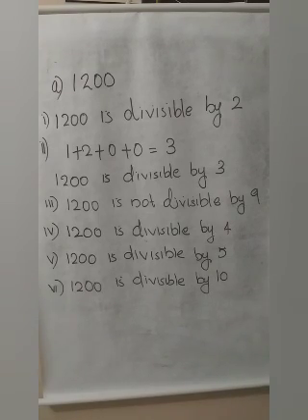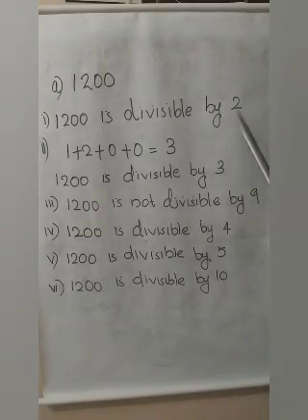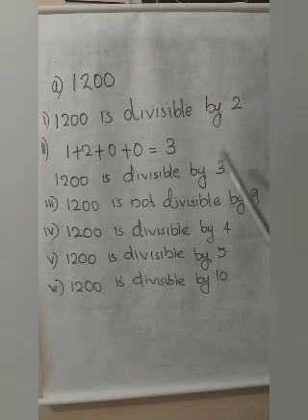Next we can check the divisibility rule by 6. What is the divisibility rule of 6? I said a number is divisible by 6 if it is divisible by both 2 and 3. Here we have already found that 1200 is divisible by 2. Also it is divisible by 3. So we know this number is divisible by 2 and by 3. So we can say this number is divisible by 6 also.